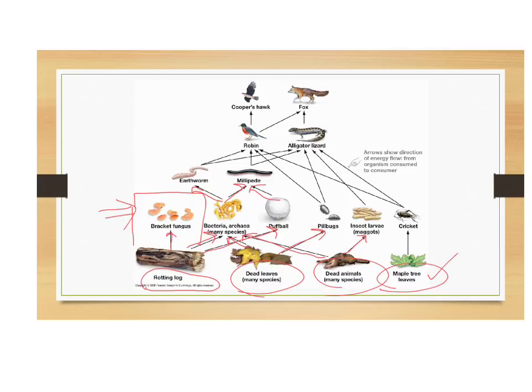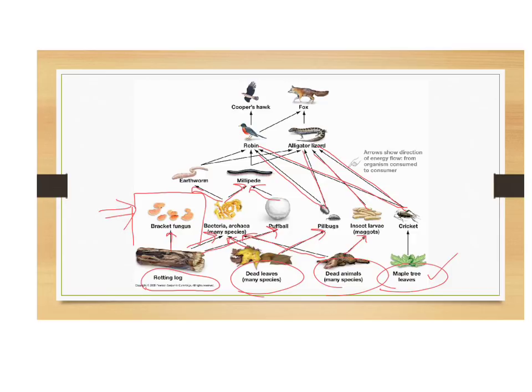The pill bugs are eaten by the robins. They're also eaten by the alligator lizards. The insect larvae are eaten by the alligator lizards. And the crickets, which feed on these true producers down here, the maple tree leaves, the crickets are eaten by the robin. The crickets are also eaten by the alligator lizard. So the energy from the crickets flows into the robin and the alligator lizards.